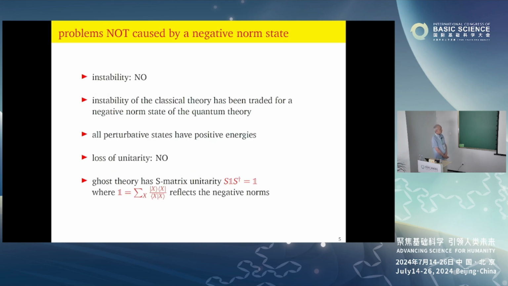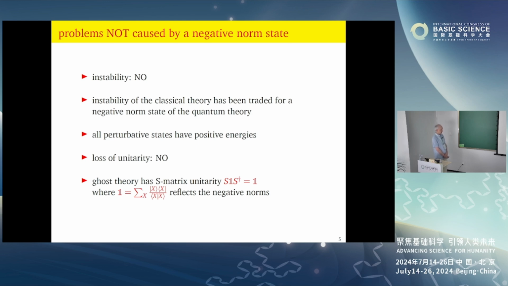First of all, some problems not caused by a negative norm state. Instability. That is not caused by a negative norm state. The classical theory is unstable, but the point of the quantization is to trade that instability of the classical theory for a negative norm state of the quantum theory. And when you do that, then all perturbative states have positive energies. So I'll be going through that.